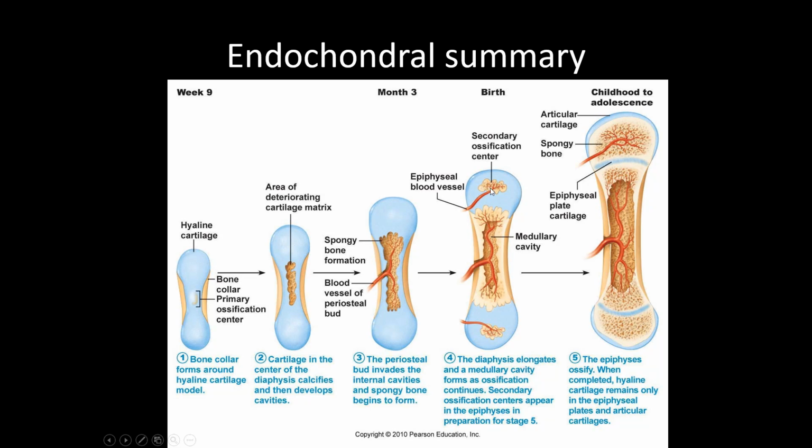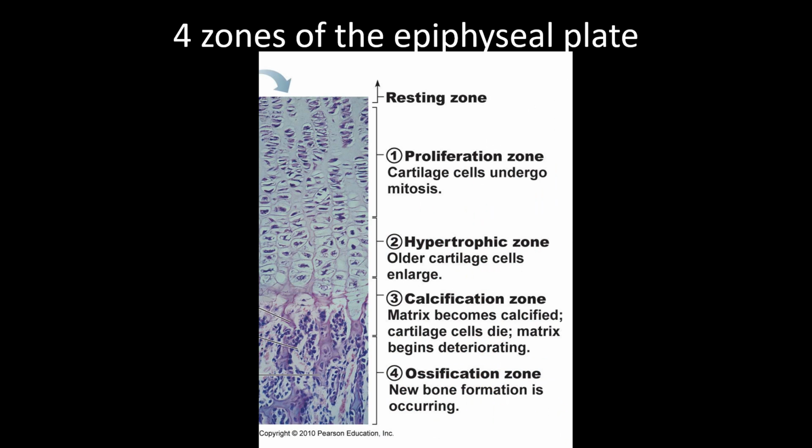Next up, we're going to start working at the ends of the bones. We are going to leave hyaline cartilage as our epiphyseal plates in the middle there, and so notice the bone is also growing during this stage. So that's endochondral ossification. What are the 4 zones that develop within the epiphyseal plate?